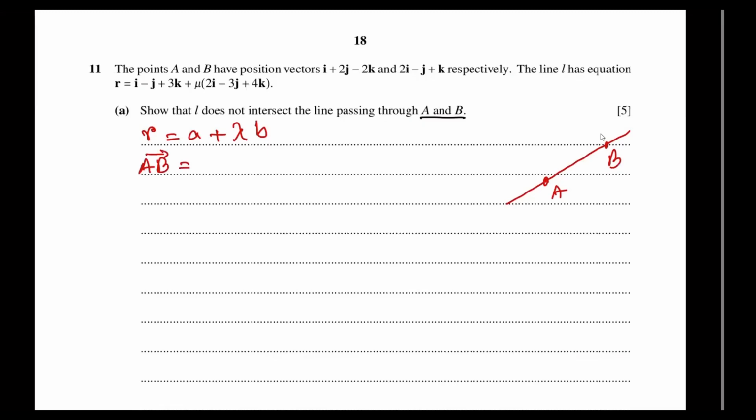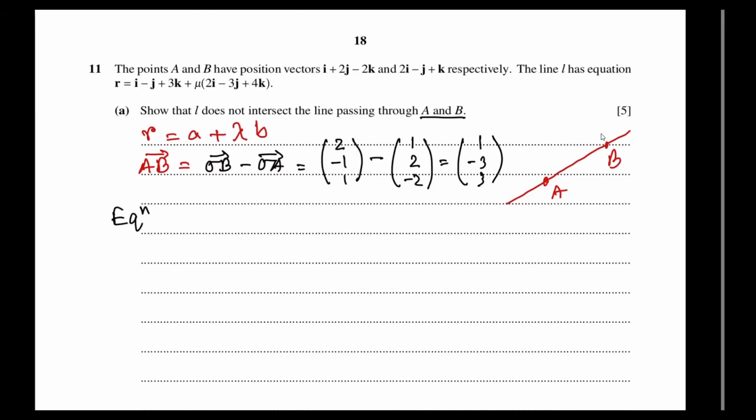The vector AB will be OB, the position of B, minus the position of A. Let's write it as a column vector: 2, minus 1, 1, that's the position of B, minus the position of A, 1, 2, minus 2. So the direction becomes 1, minus 3, 3.